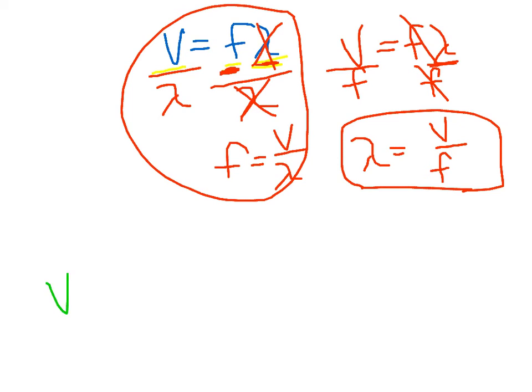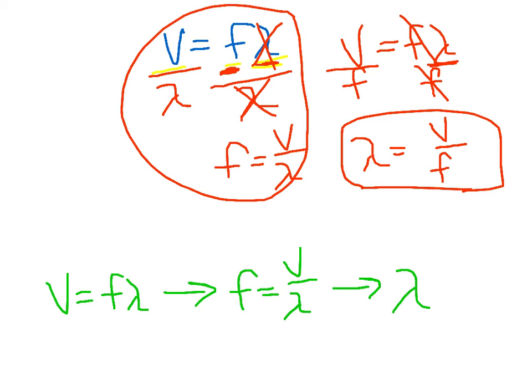Our first equation was v equals f times lambda. But from that equation, we can also get the second equation which we had, which was frequency is equal to velocity divided by lambda. But we can also get another equation which is lambda, or wavelength, is equal to velocity divided by frequency. So you can see we've got all these different equations from just one.